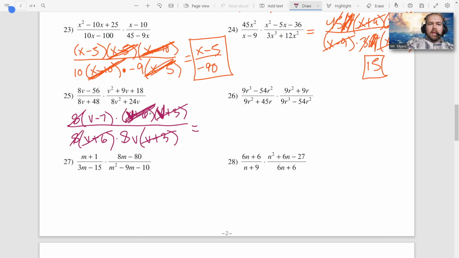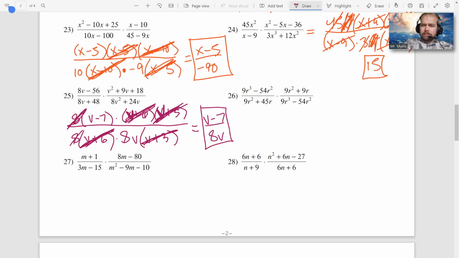So everything cancels on the top except v minus 7. And everything cancels on the bottom except 8v. And so that is our answer. Whatever's left over is the answer. All right, lots of 9s.